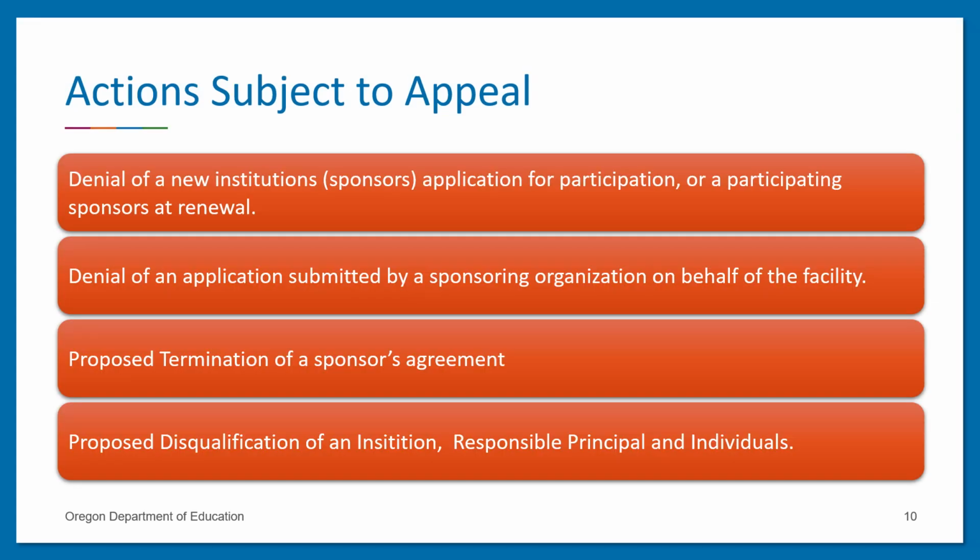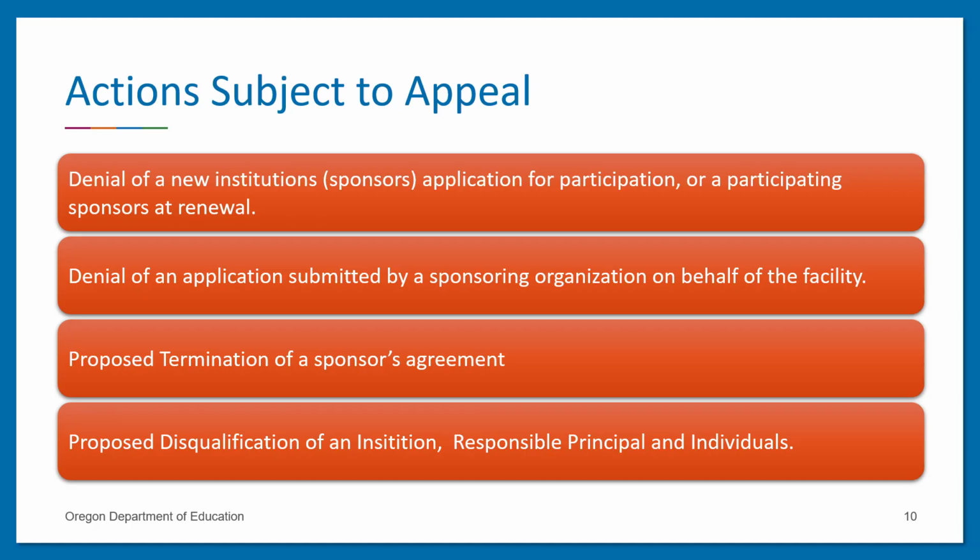The Oregon Department of Education must offer sponsors and responsible principals and individuals the opportunity to appeal the following actions: denial of a new institution's application for participation or participating institutions at renewal. If a new institution's application or an application renewal does not meet all requirements for the approval of applications and the execution of agreements, the state agency must deny the application and provide appeal procedures in accordance with program regulations.